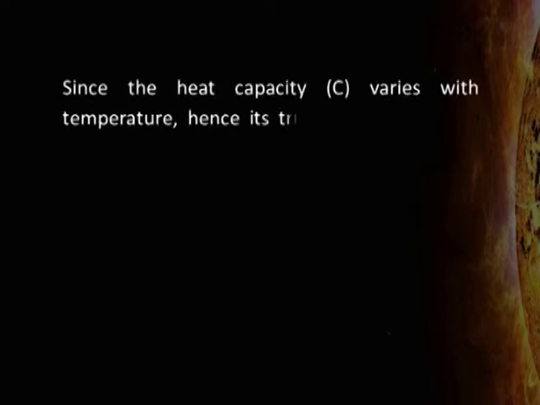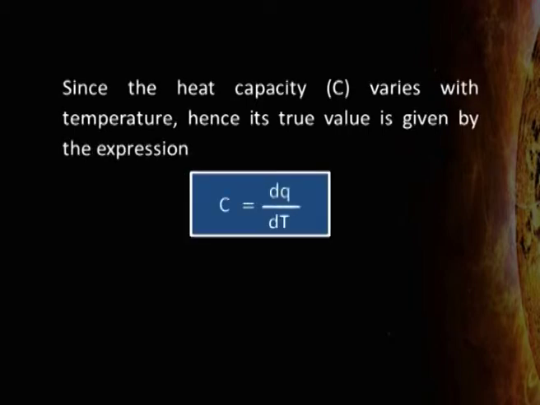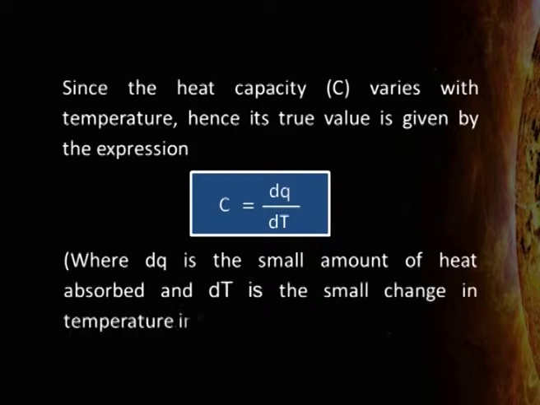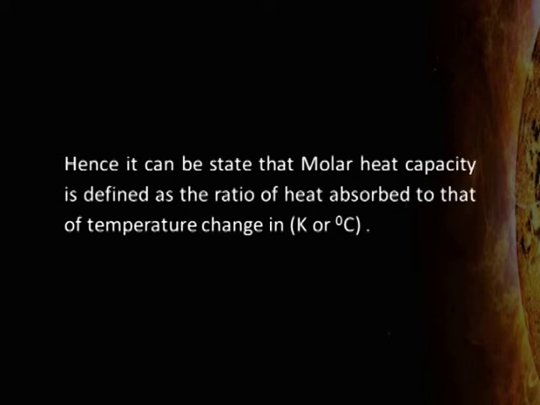Since the heat capacity varies with temperature, its true value is given by the expression C equal to dQ by dT. Here dQ is the small amount of heat absorbed and dT is the small change in temperature in degree Celsius or Kelvin. Hence, it can be said that molar heat capacity is defined as the ratio of heat absorbed to the temperature change in Kelvin or degree Celsius.